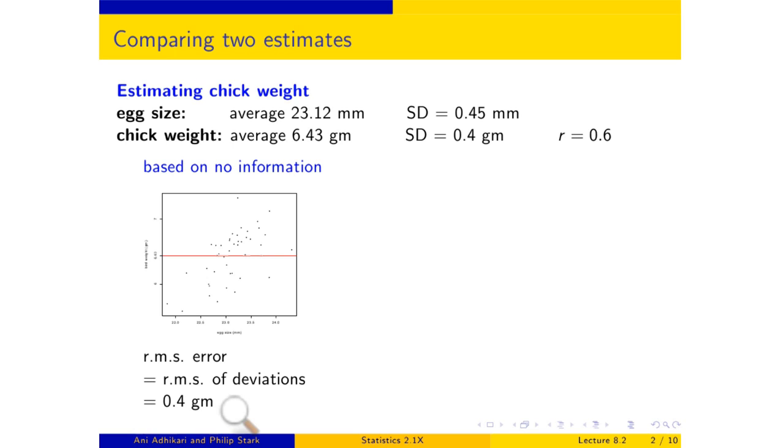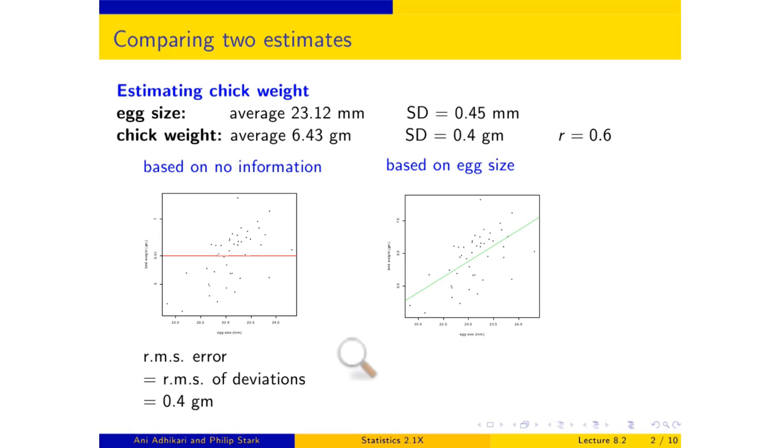But now, supposing we use what we know about the size of the egg. So now I'm going to take an egg and I'm going to tell you its size and ask you to estimate the weight of the resulting chick. Well, then you are going to use regression. You're going to say, okay, you tell me the size of the egg and I will go to my regression line and that's going to be my estimate. In other words, your estimates are now going to be on this green slanting line. And it is clearly better to use the green slanting line than the red flat line. It looks much more like the scatter diagram.